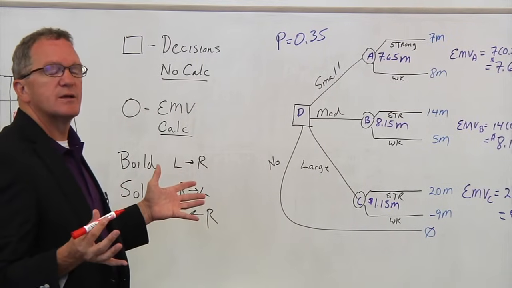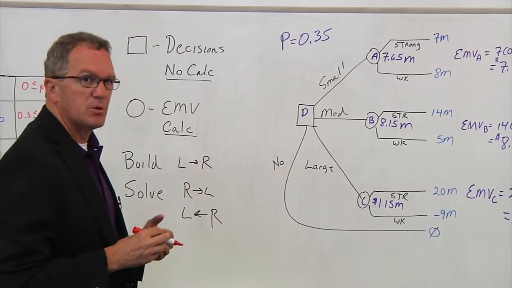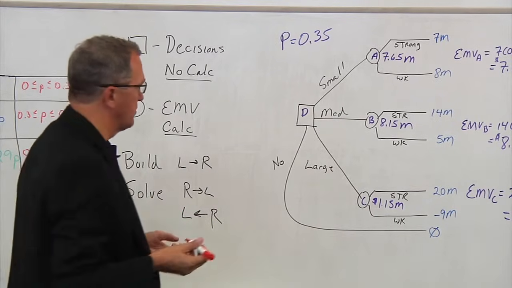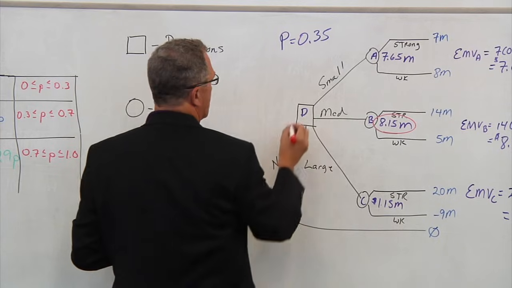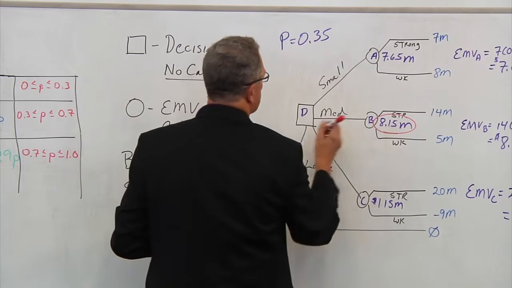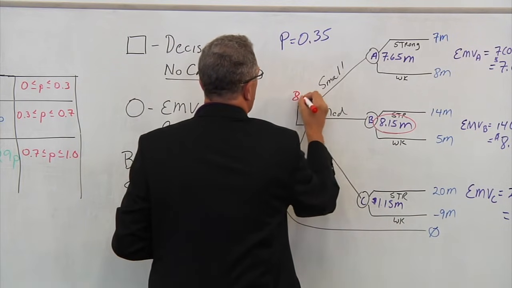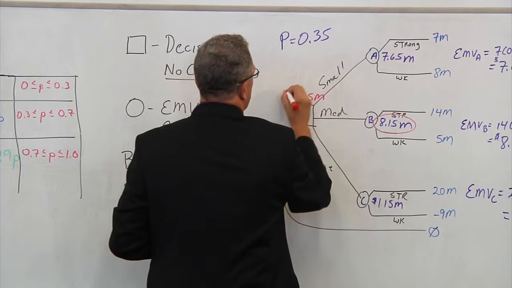Since we're looking at expected return, that's a positive number. It's a positive thing. The bigger the number, the better. I picked the biggest of these. The biggest is 8.15 million. At this point, I would choose option B, and the value here is $8.15 million.